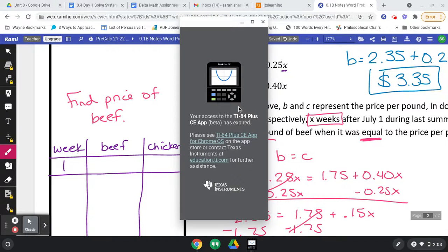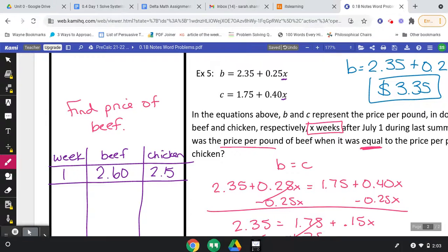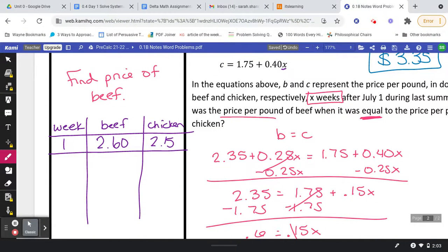Let me pull that up on my calculator so you can see how it works. So type it into your calculator, 2.35 plus 0.25 times 1. Gets you $2.60. And then you do the same thing for the chicken, plug in a 1. 1.75 plus 0.40 times 1. $2.15. Those are not equal. So at week 1, they're not equal.